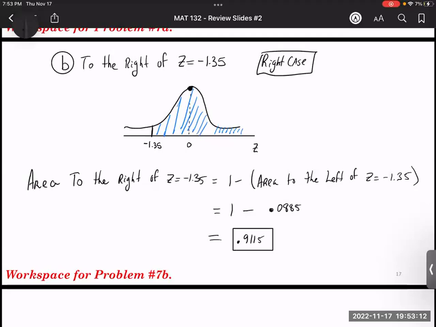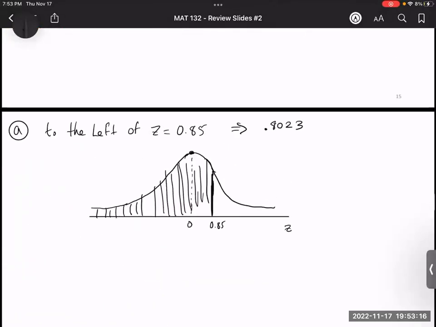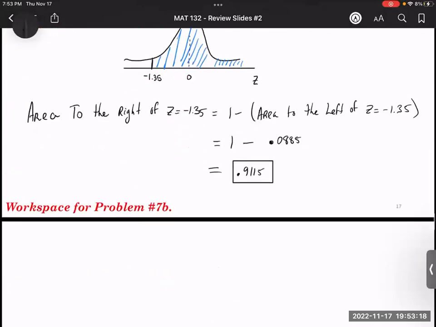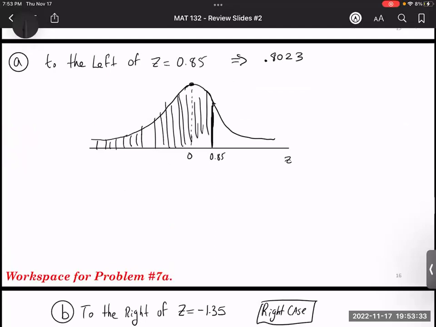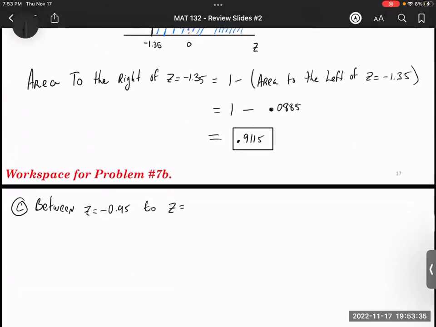All right, let's look at part C now. Part C states between z equals negative 0.95 to z equals 1.75. So how many z values do we have here?